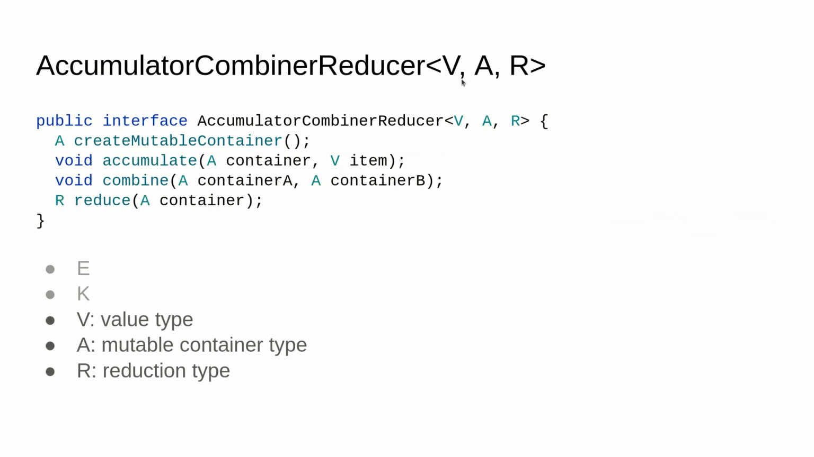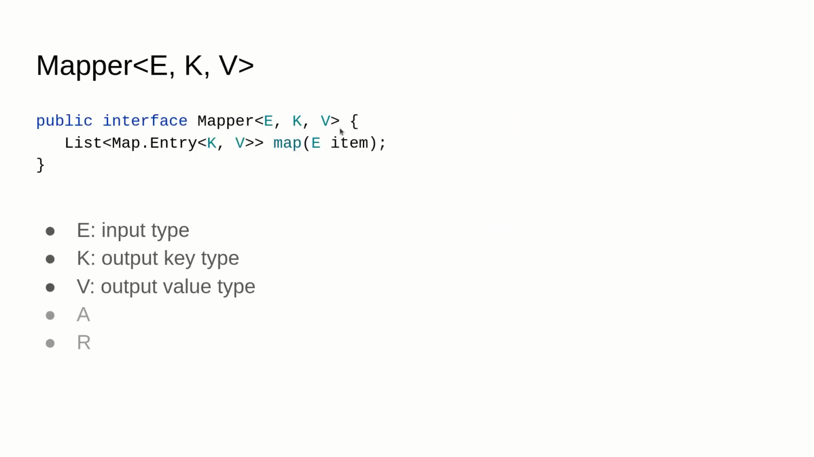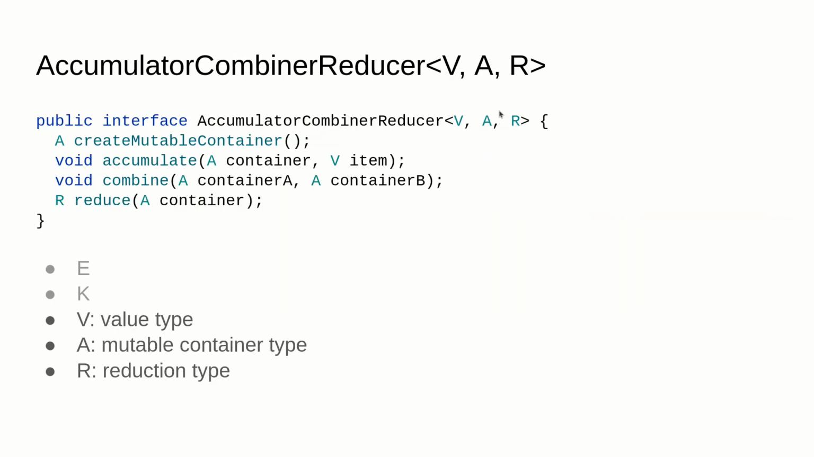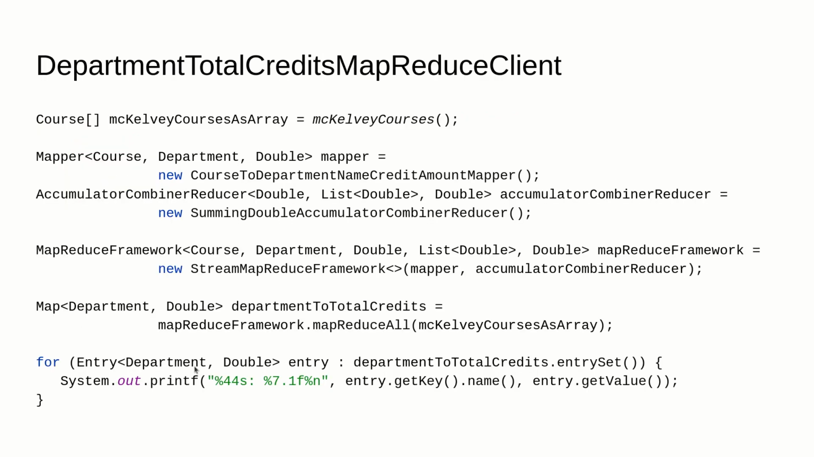You can see it here. If mapper has the first 3 of the 5, this one has the last 3 of 5 with V overlapped. V is the value. A is this mutable container, sometimes called an accumulator. That's why it's called A. And R for the reduction value, the sort of final value we have here.